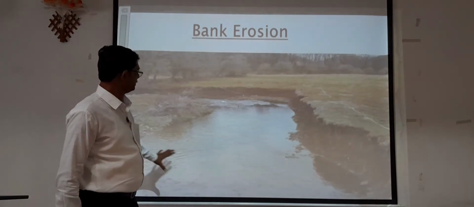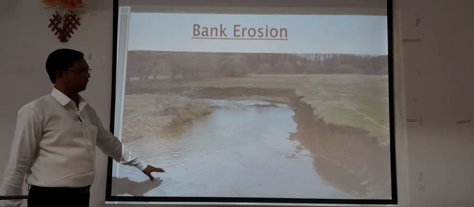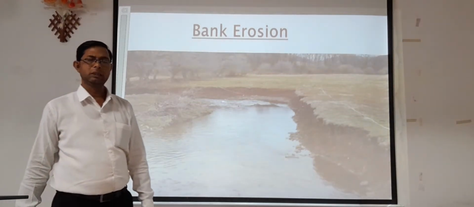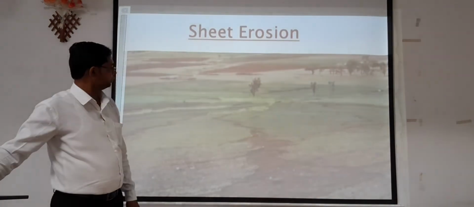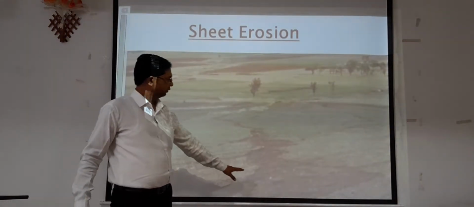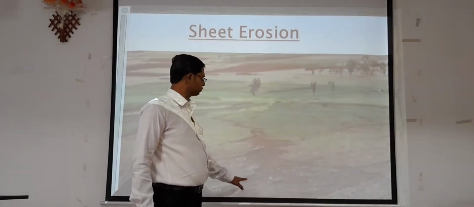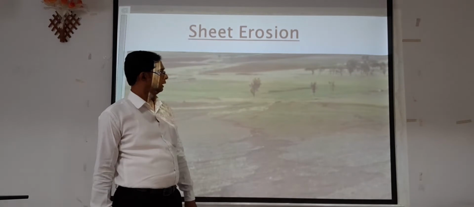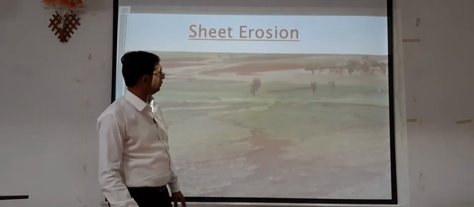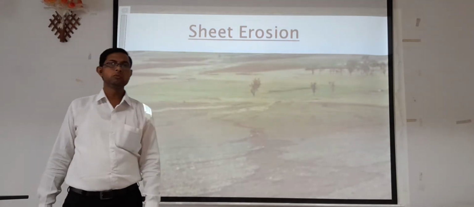So you can see here the large amount of erosion will occur, and it is due to the runoff of water in the river and other sources. Now sheet erosion. Here you can see, due to the movement of water from a sloppy region, or in a slope region, the sheets of that particular soil will erode, and it is known as sheet erosion. Again, obviously it also occurs due to the runoff of water.